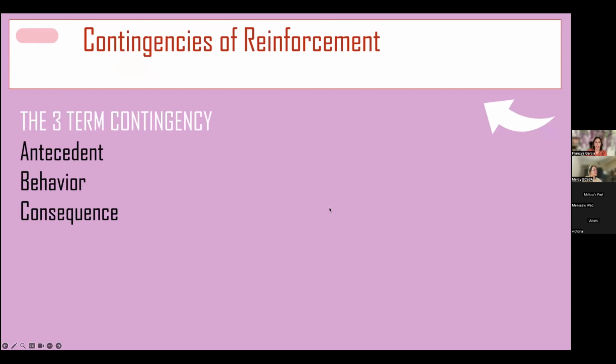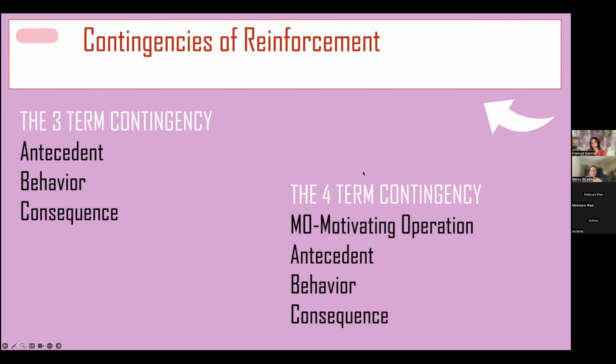Okay, so there is the 3-term contingency, and then there's also the 4-term contingency. The 3-term contingency is antecedent, behavior, consequence, which is ABC. That's what the 3-term contingency stands for. And then there's a 4-term contingency, which has the MO, antecedent, behavior, and consequence. These are just for you to know, little keys to self.